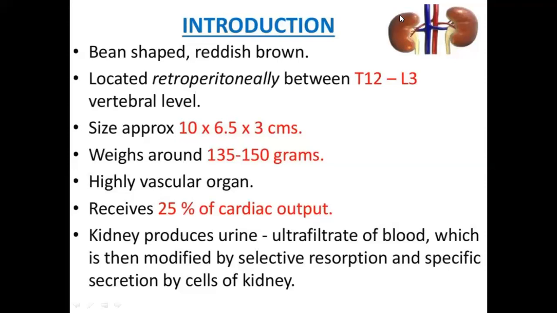From this picture, we can see that the right side kidney is located a little bit lower compared to the left side. It is because of the pushing effect of the liver above it. In terms of size, each kidney mostly ranges from 10 to 12 centimeters in its greatest dimension, and in terms of weight, they are commonly between 120 to 160 grams each.